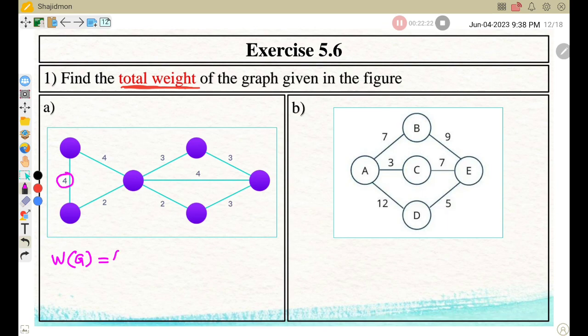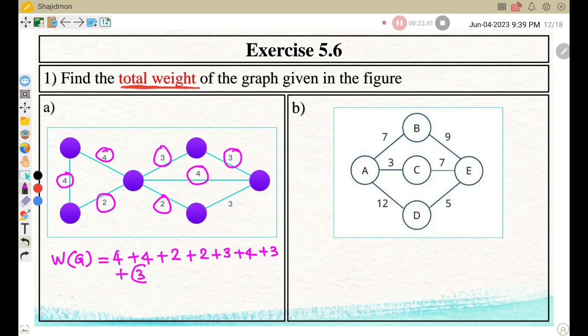So here 4 plus 4 plus 2 plus 2 plus 3 plus 4 plus 3 plus 3, correct? So totally we will get 25. Total weight equal to 25. You can check by calculator whether that number is correct or not.